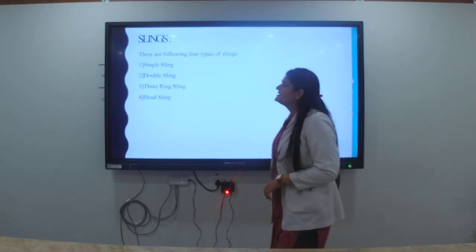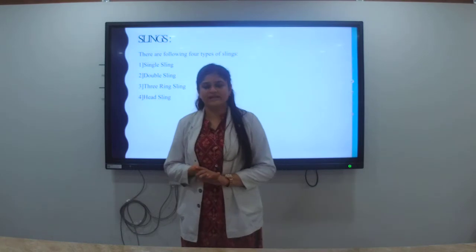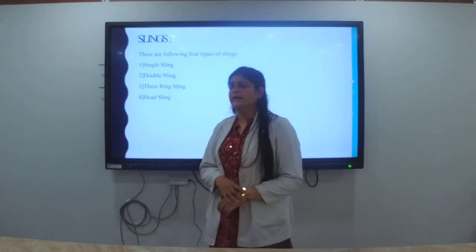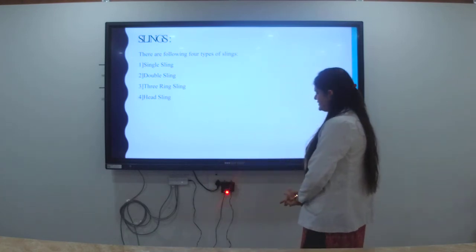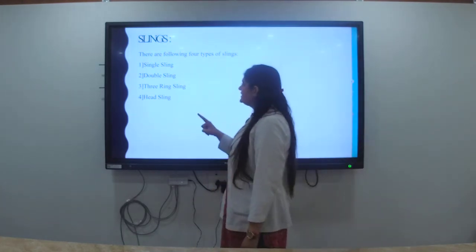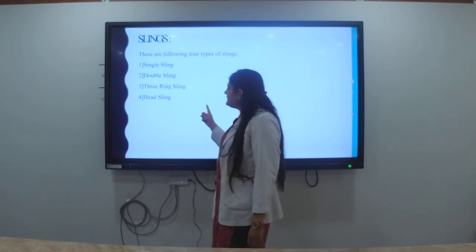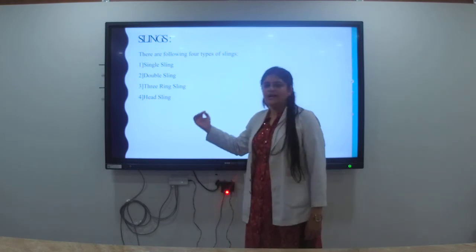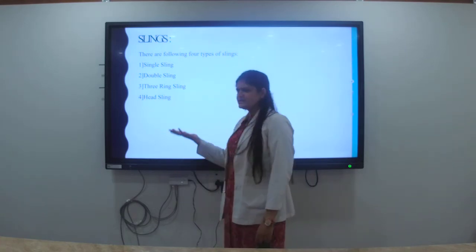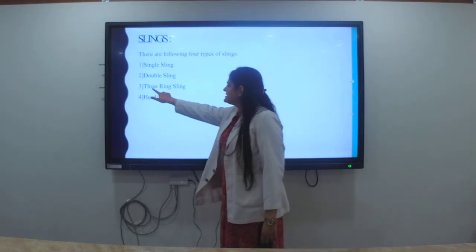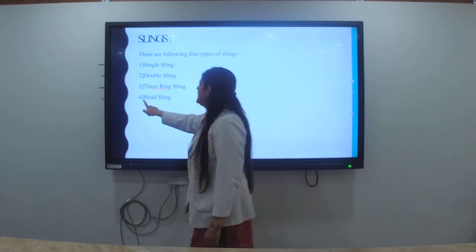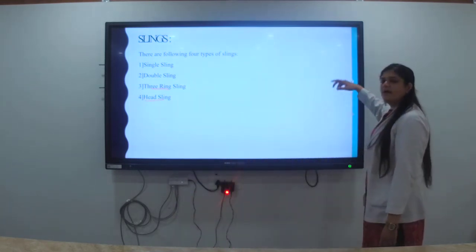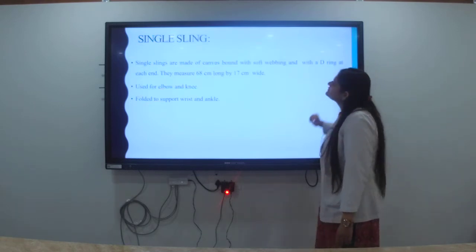Now we talk about the slings. We have already spoken about the types of ropes. Now we will talk about the various types of slings which are available in suspension therapy. You have the single, you have the double, you have the three-ring sling, and you have a head sling. So single and double are similar to the single and double rope. It's easy to remember. Then you have the three-ring sling, the name itself suggests, and the head sling. We will learn in detail about each and every sling.